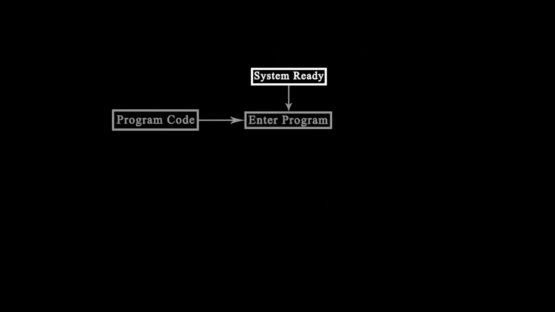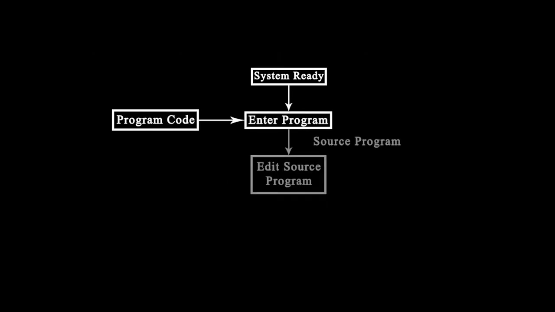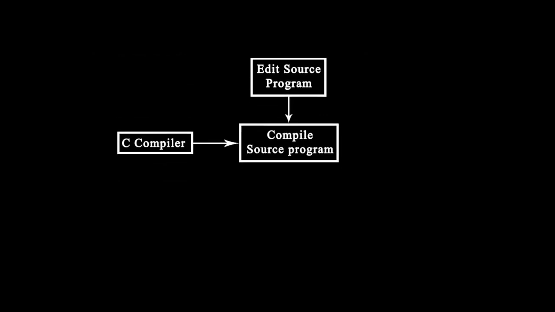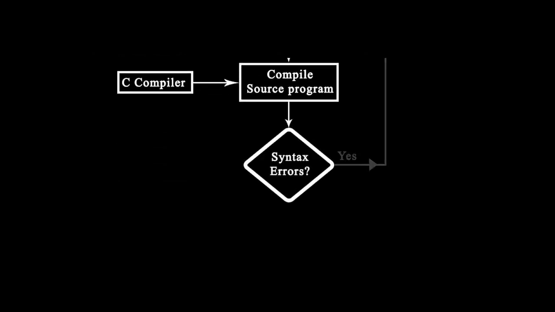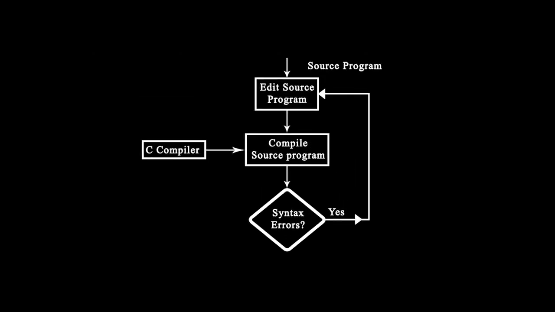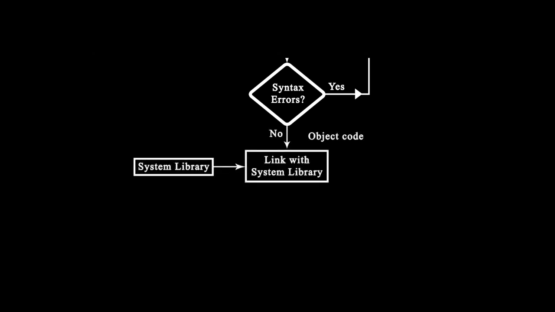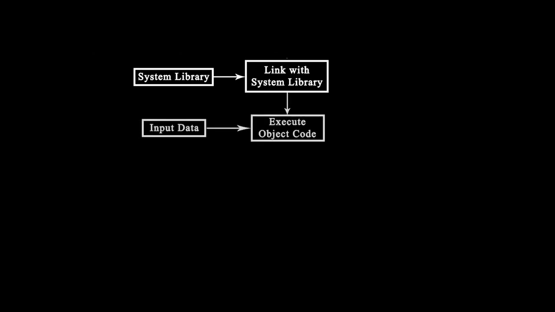First our system gets ready and then I'll enter the program which I have, and then I'll check from my end if there is any error in the program. After that, I'll be compiling my program through the C compiler, and then the compiler will check for any syntax error. If there are any syntax errors, I'll go back to my edit source program block where I'll check again if there is any error inside my program or not. Then if there are no errors, the compiler will link the system libraries to the program through the link section, and then I'll be executing my code.